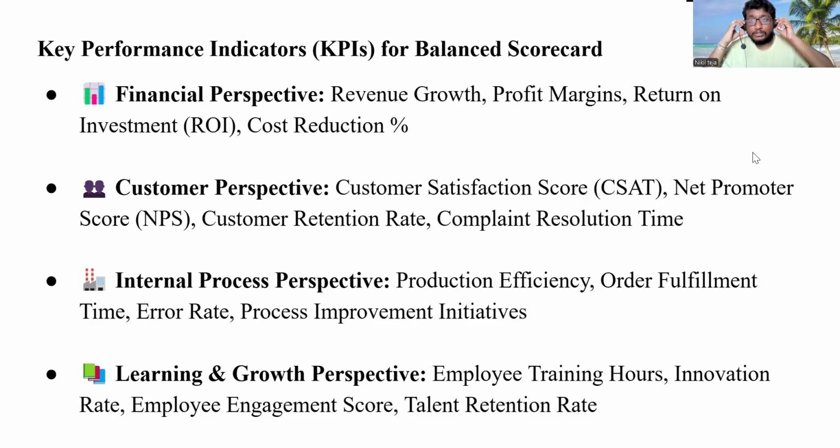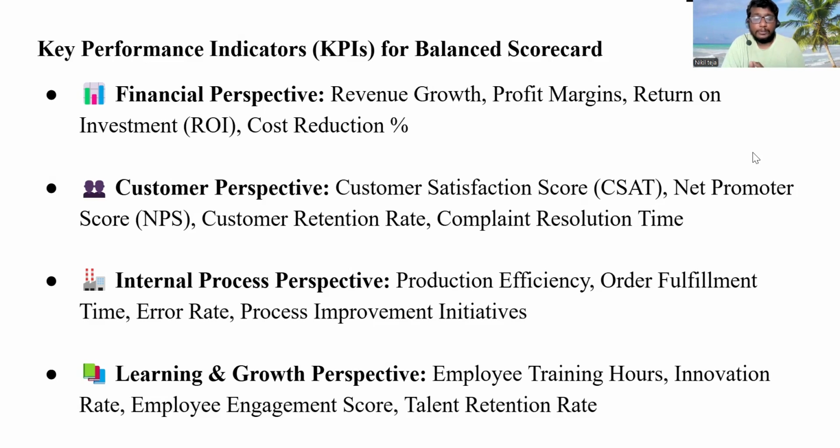Next is the internal process perspective. We track the performance of internal processes using key metrics like production efficiency, order fulfillment time, error rate, and process improvement initiatives. These are all quantitative, guys. McKinsey's 7S framework is qualitative, concentrating more on description, but these are quantitative. They track and measure the performance of the financial, customer, internal process and learning and growth areas with the help of numbers.